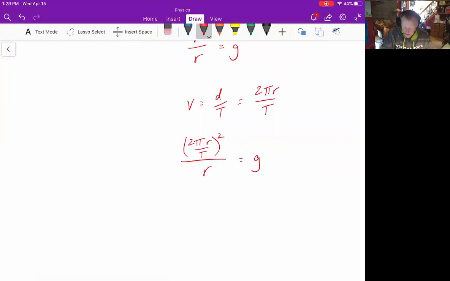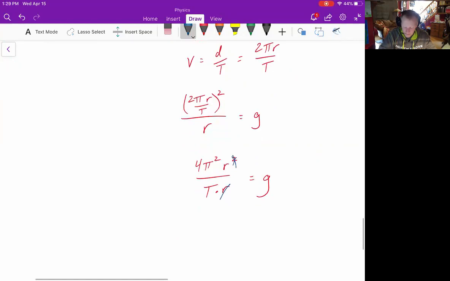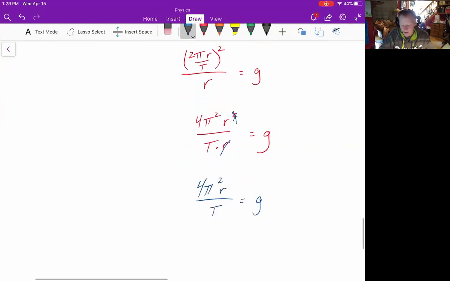Or simplifying that a little bit, 4 pi squared times r squared, and then on the bottom we're going to have a T squared times an r. And of course that r on the bottom cancels with one of these. And then we wanted to solve for T, so I'd multiply both sides by T squared, divide by g, and we'd get that relationship, which we could then put some numbers in and find it.